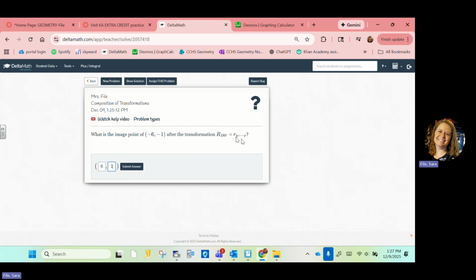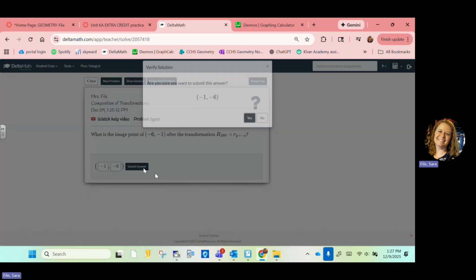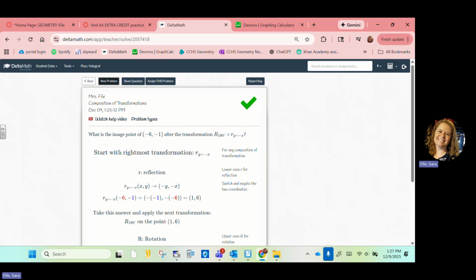Well, the rule for y equals negative x is that you switch the order of the x and y and the signs of the x and y. So I'm going to switch the order, so it's going to be 1 and then 6. And I'm going to switch the sign, so they're going to become negative again. Does that make sense? Yes. So that's what you're doing on this section.